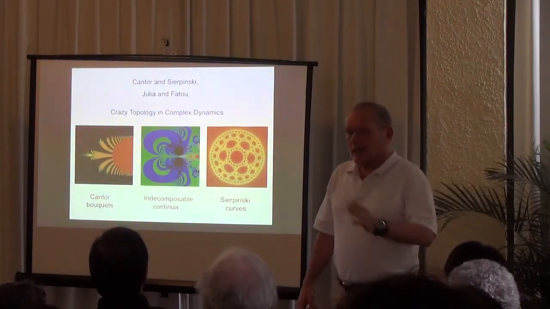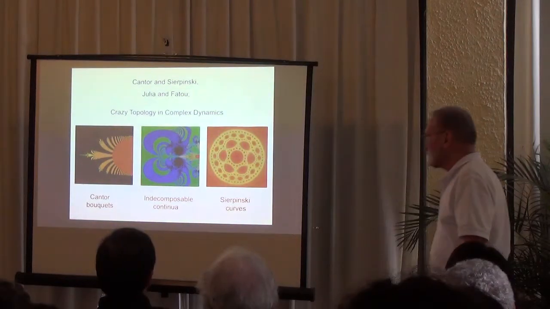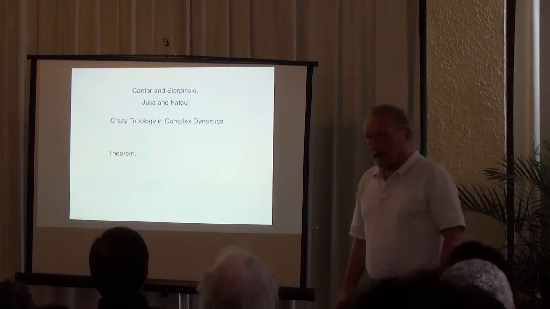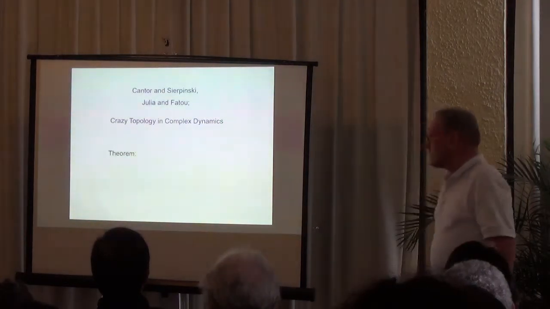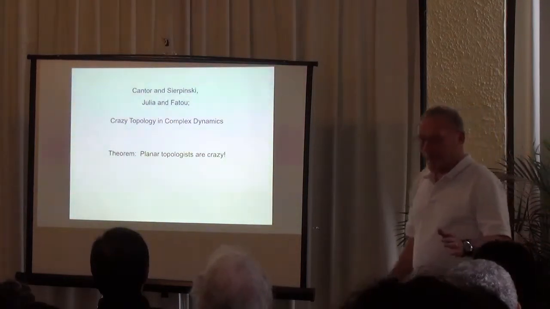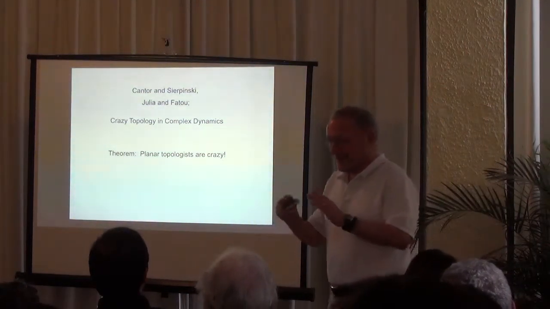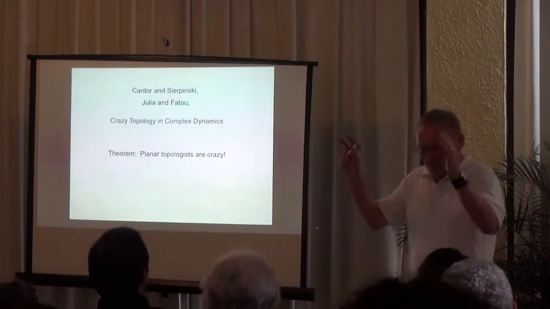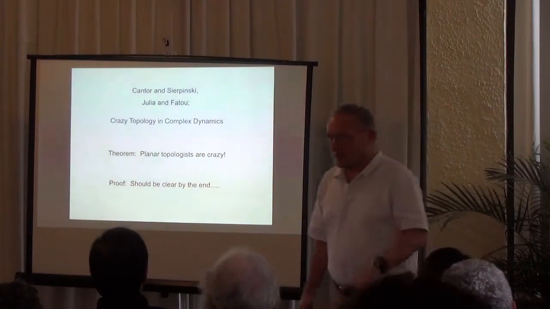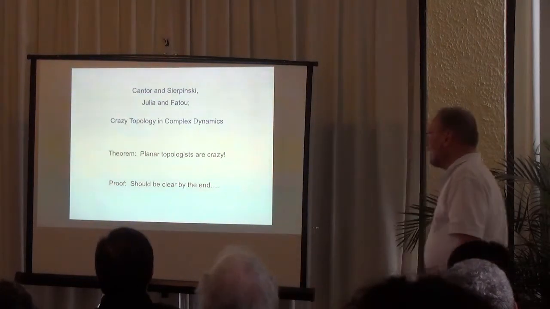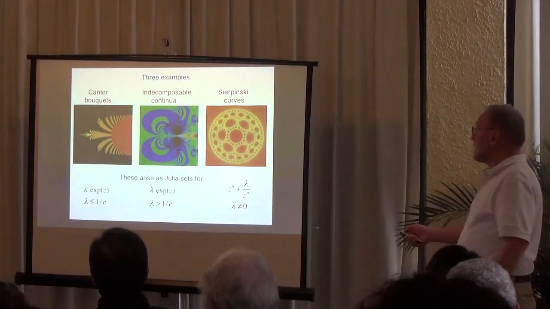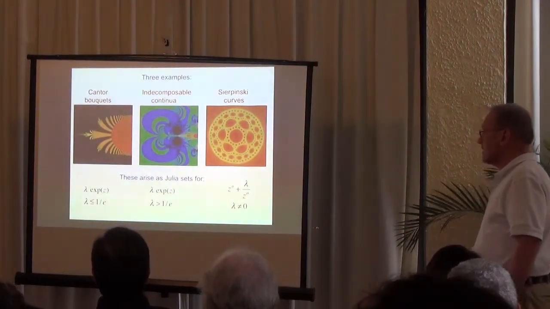Anyway, as I said, I'll only give three examples to keep things easy. But there is a theorem in the background. And the theorem is that those topologists are absolutely crazy. What they see every day is just an example. We know they're crazy. Anyway, I won't prove that, but the proof should be pretty clear. Okay, so as I said, I want to give three examples: Cantor bouquets, indecomposable continua, and Sierpinski curves.